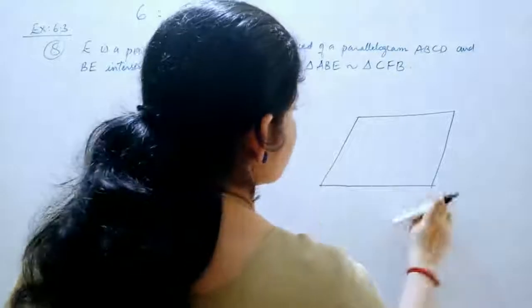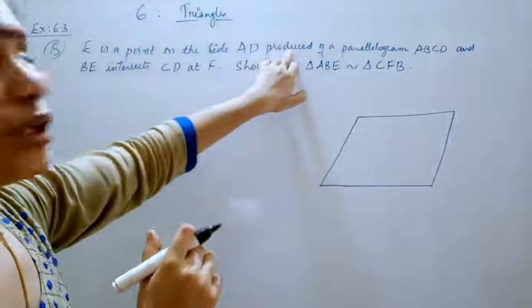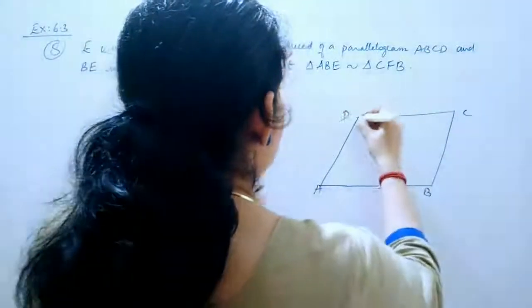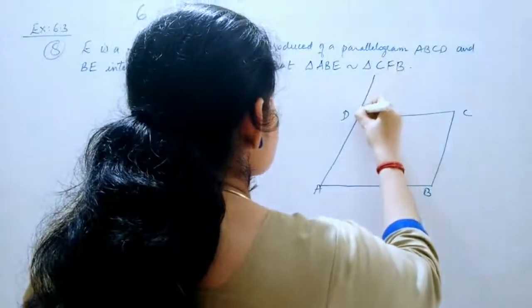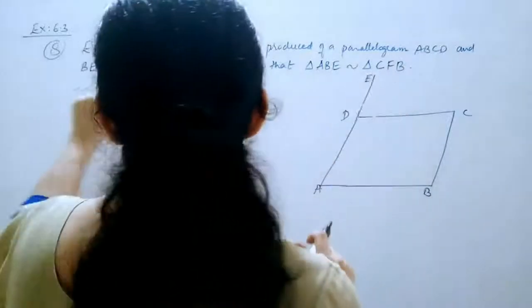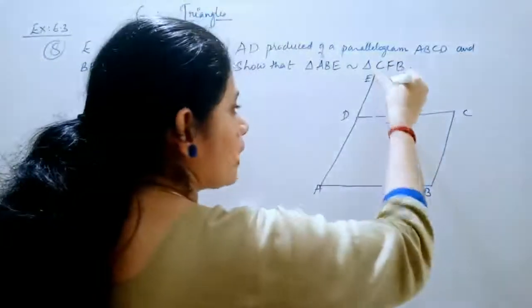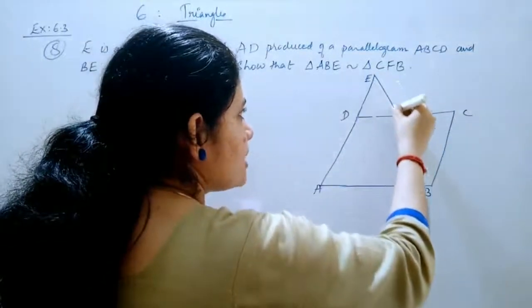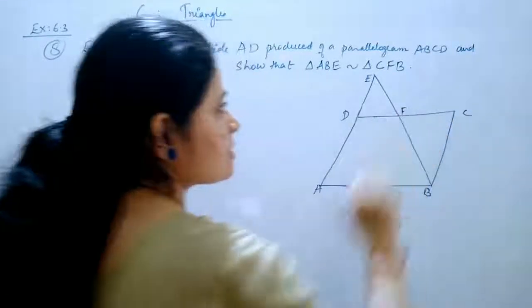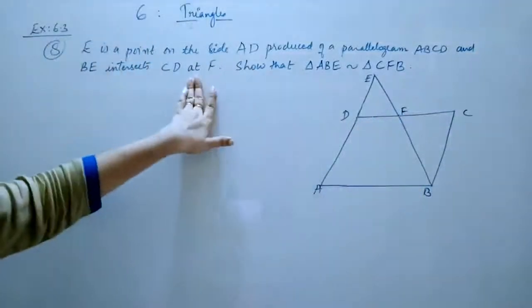And you have to extend, see, E is a point on the side AD produced, so extend AD, this is A, B, C, D, extend AD so that you can take a point E somewhere here, and then BE intersects CD at F, means you have to join BE in such a manner that it will intersect somewhere on the line CD, and that should be taken as F. Okay, so this is the figure required for this problem to be solved.